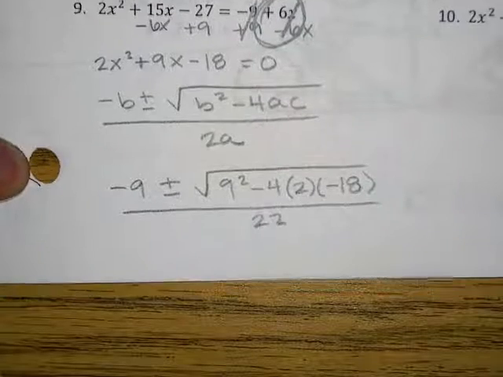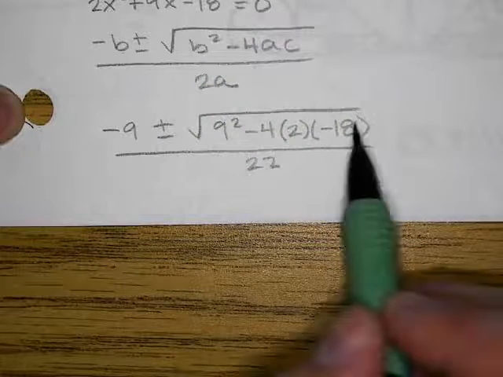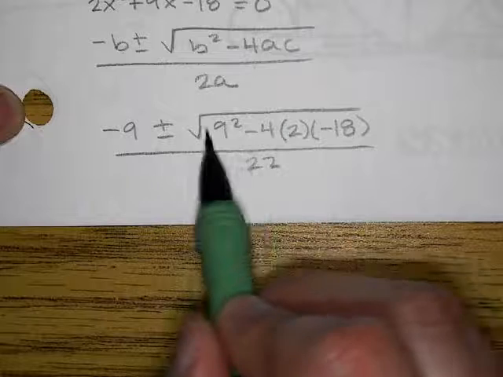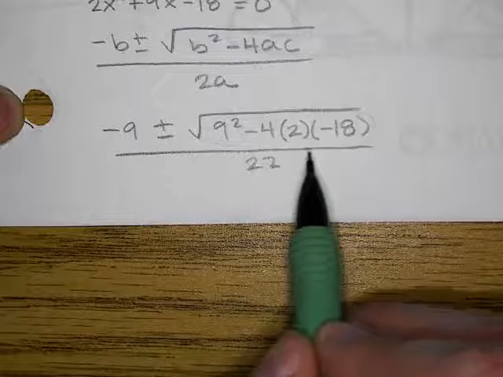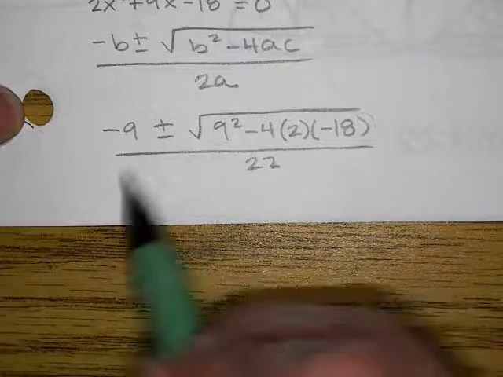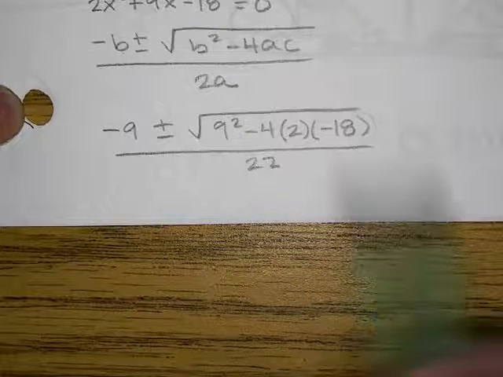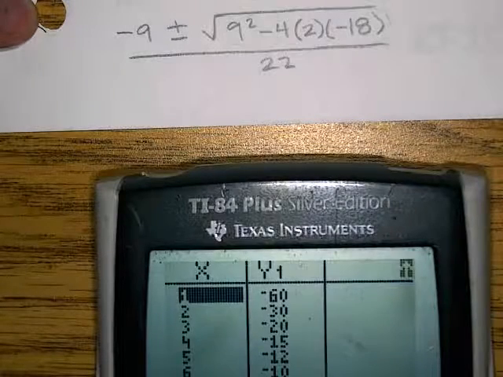Okay, now the part that I would do next is I would type in the discriminant, which is this part underneath the square root. I would type in this because if it's one of the problems that has an imaginary answer and you try to type in the whole thing, all you're going to get is an error message and you're not going to know why, okay? So I'm just going to type in the discriminant.